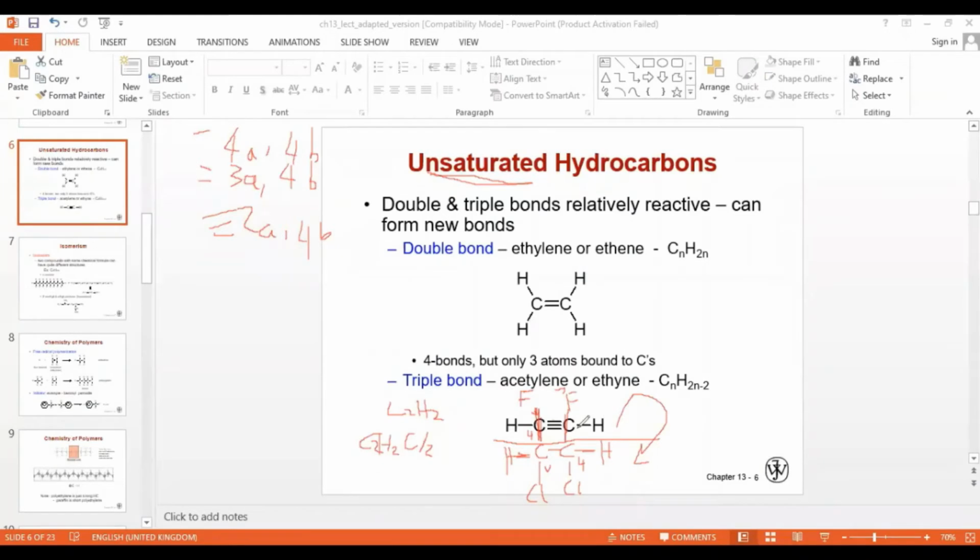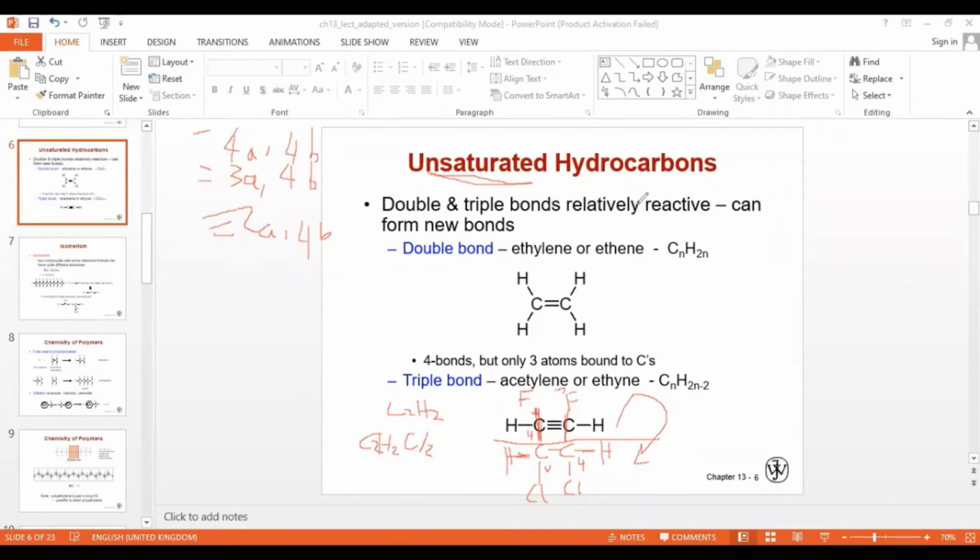In the case of the previous one, that is 4 bonds and 4 atoms, so there you can't do anything. You can't add anything. But in this case, you have a double bond, so you can break it to form a single bond, right? So this is what is known as unsaturated hydrocarbons. Unsaturated hydrocarbons means hydrocarbons which have double and triple bonds, right?